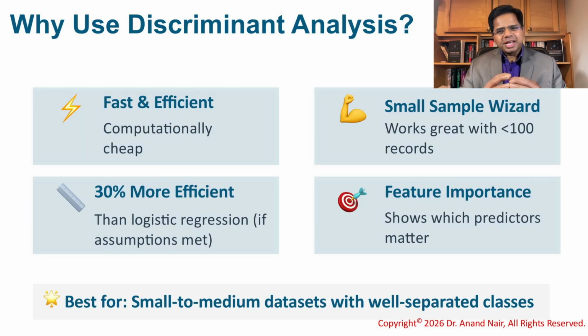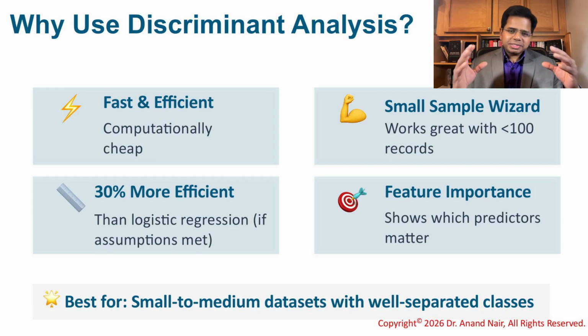Let's talk about why you should care about this old school method. First off, it's fast. We're talking lightning speed computation compared to modern deep learning methods that need to warm up your computer like it's mining cryptocurrency. Second, and this is huge, it's a small sample wizard. While other methods are crying because you only have 50 data points, discriminant analysis is out here saying, "That's all I need, baby." Research shows it's actually 30% more efficient than logistic regression when assumptions are met. That means you need 30% fewer records to get the same quality results. That's like buying stuff on sale, but for data.